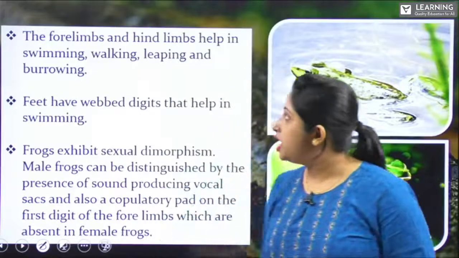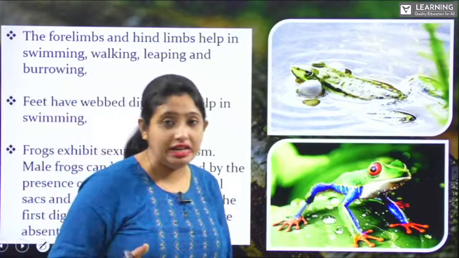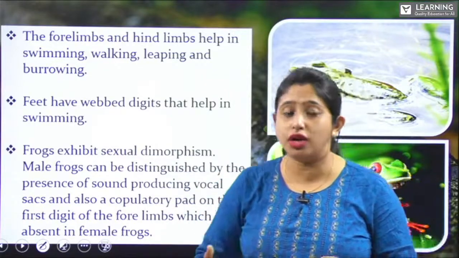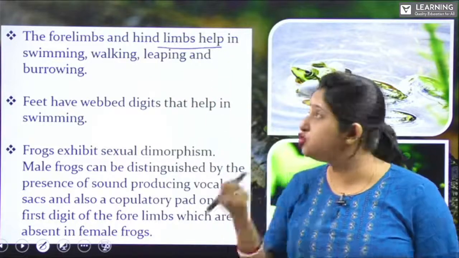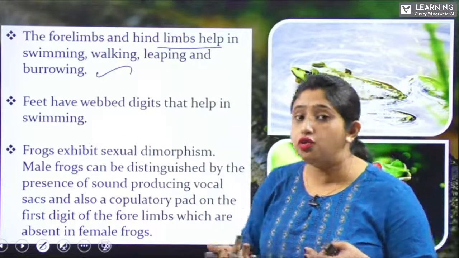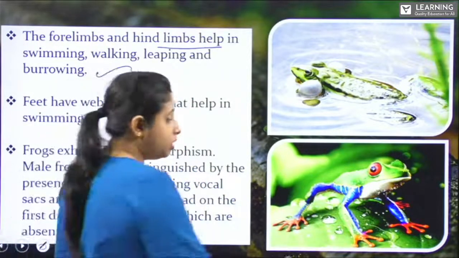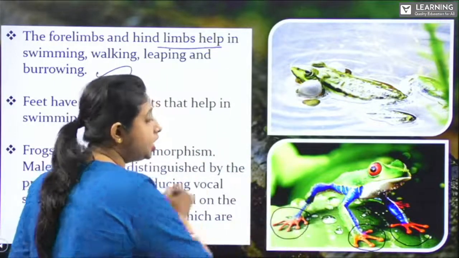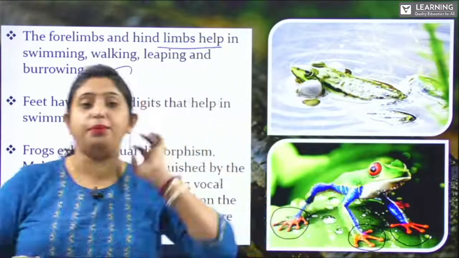Get the sound signals. And you have seen that frogs also have forelimbs and hind limbs, right? They use them for walking and jumping. The forelimbs and the hind limbs help them in swimming, walking, jumping, leaping, and burrowing. Okay, how they do all these things with the help of the forelimbs and hind limbs? As you can see in this picture clearly, these are the forelimbs, and these are the hind limbs, right? With the help of these, how they will walk, how they will jump, how they will swim.